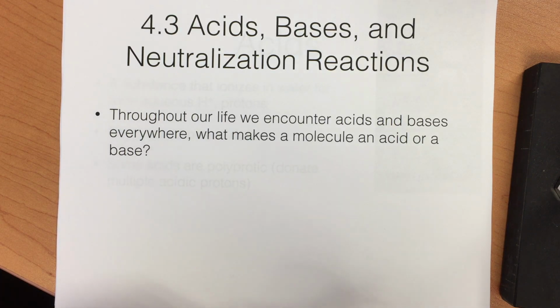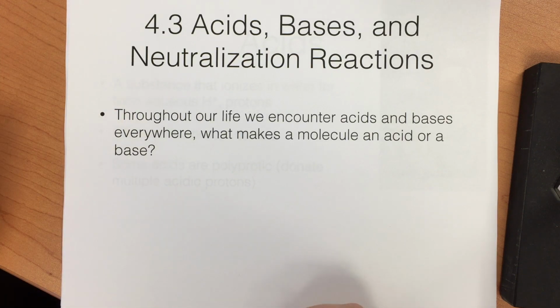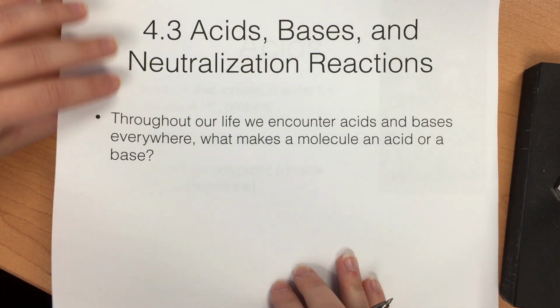So acids and bases are something that we encounter in our everyday life. They are things like orange juice, vinegar, baking soda, ammonia, soaps to some extent. So how can we classify anything as a strong acid or a base, or what makes something an acid or a base?